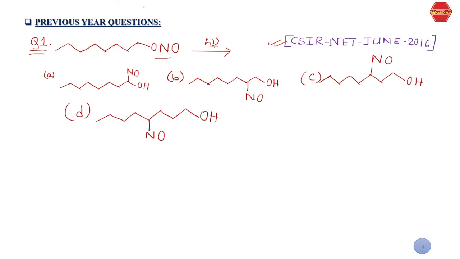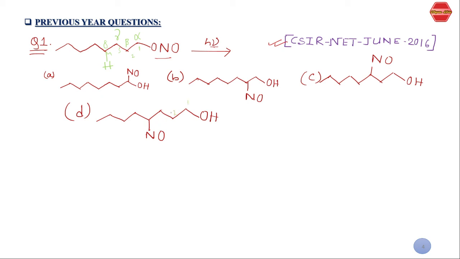Now we have to find the delta position, the delta hydrogen, and we can do this easily. This is your alpha position, here is your beta, here is your gamma, and here is your delta, and this is your delta hydrogen. So this is your 1, 2, 3, and 4. We have to check the fourth position. NO will be the major product.